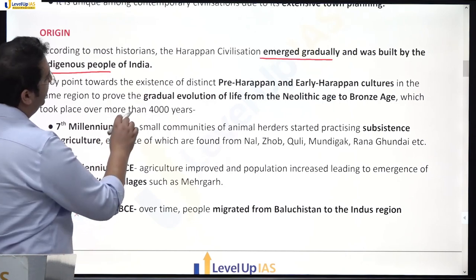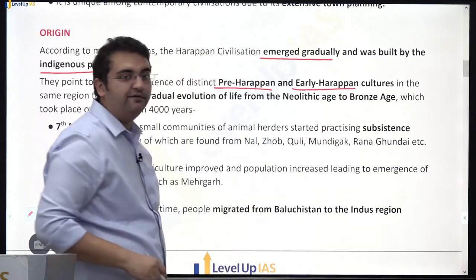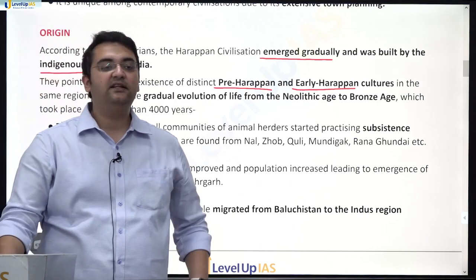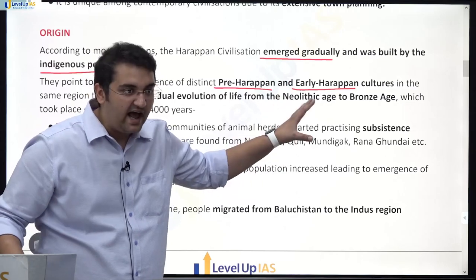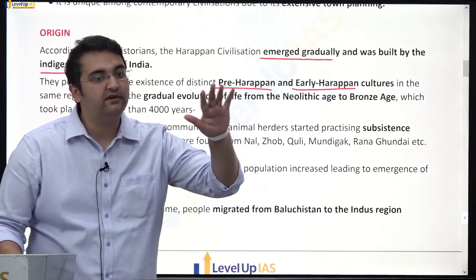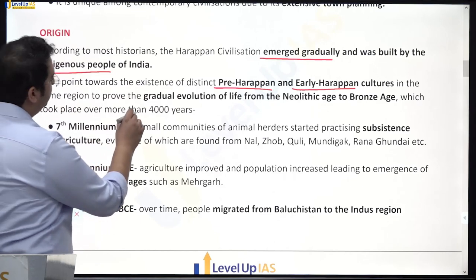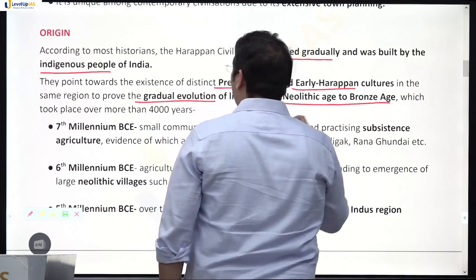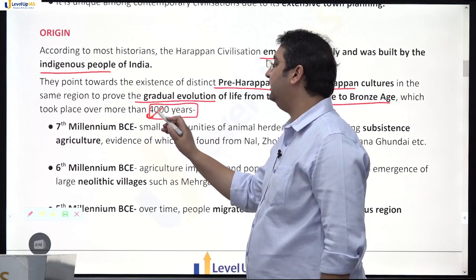Okay? They point towards the existence of distinct pre-Harappan and early Harappan phases of life. That means those stages which are like the various evolutionary stages of this civilization that have also been discovered. This points towards a gradual evolution rather than a sudden origin, right? In the same region, to prove the gradual evolution of life from the Neolithic age to the Bronze Age, which took place over more than 4,000 years, right?